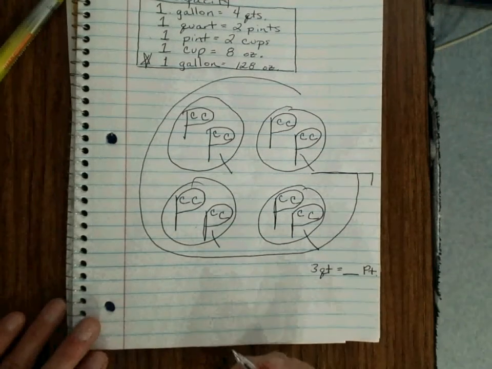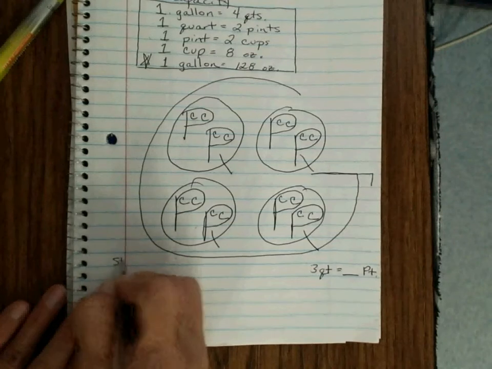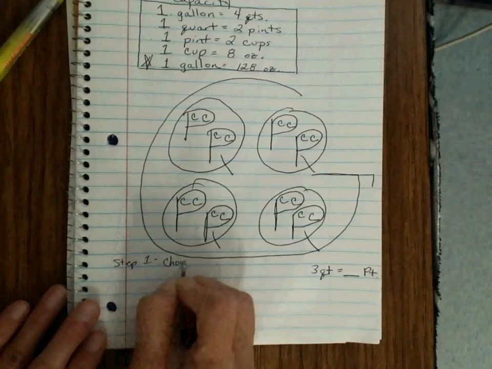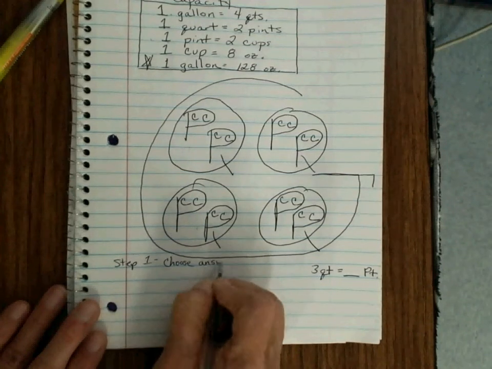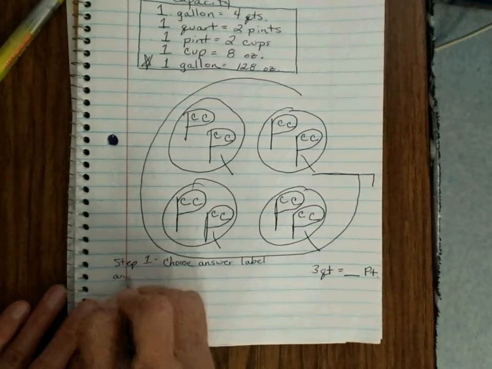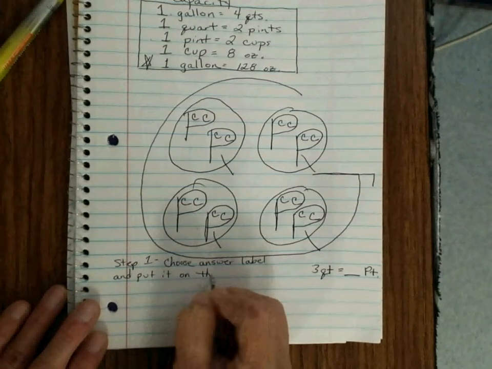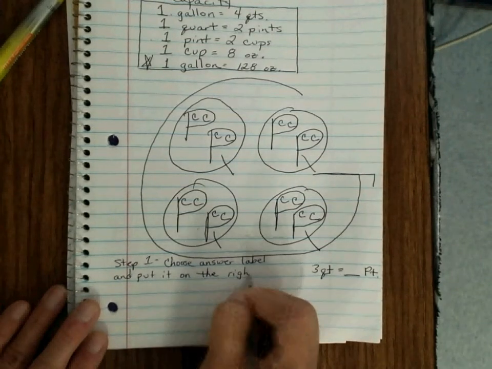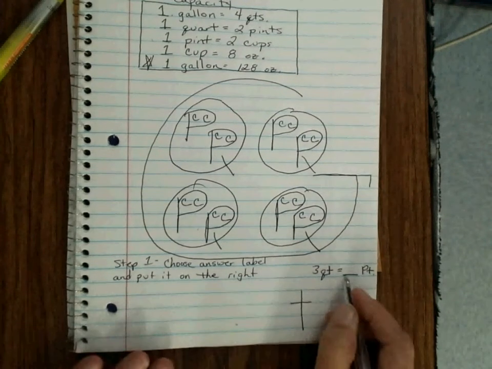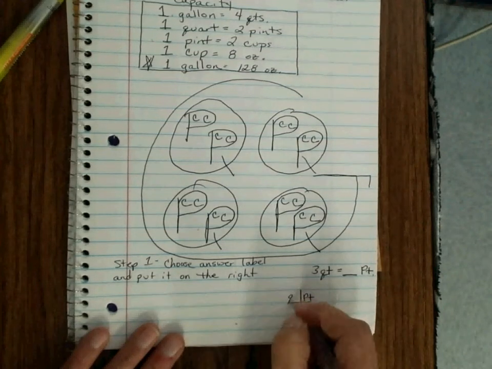Now I'm going to do this with the T-chart just because we really do need to get used to using the T-chart. So of course step 1, choose your answer label. This is the same thing we did yesterday, right? And put it on the right. Okay, so I'm going to draw my T-chart over here. My answer label is going to be pints, so I'm going to put it on the right. And then quarts goes on the left.